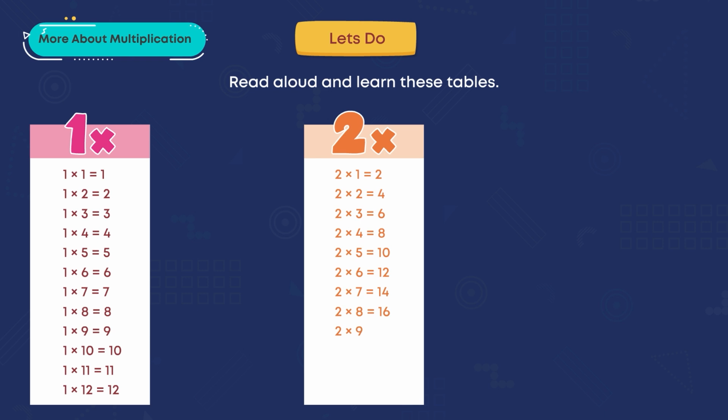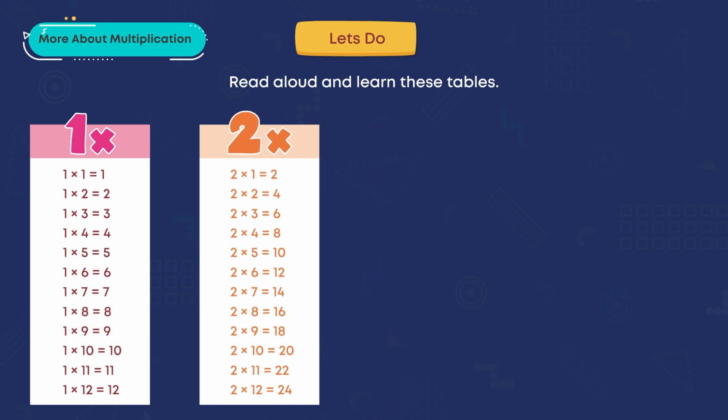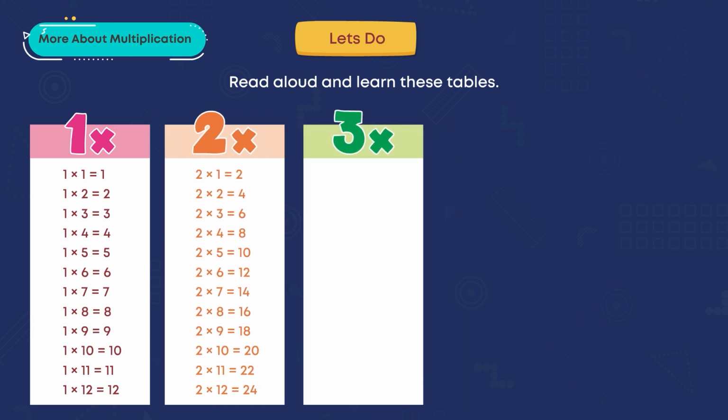2 times 9 equals 18. 2 times 10 equals 20. 2 times 11 equals 22. 2 times 12 equals 24. Table of 3. 3 times 1 equals 3.